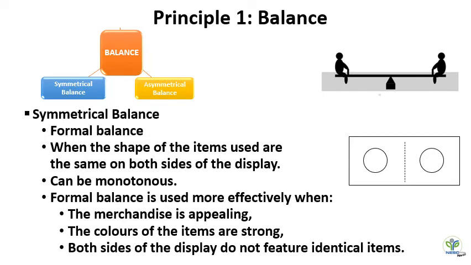So in symmetrical balance, in the figure you will find that the picture shows symmetrical balance, that is, each side looks exactly the same when you draw an imaginary line in the center of the picture. This is called formal balance. Formal balance is more often used when the merchandise is appealing, the colors of the items are strong, or when both sides of the display do not feature any identical items.